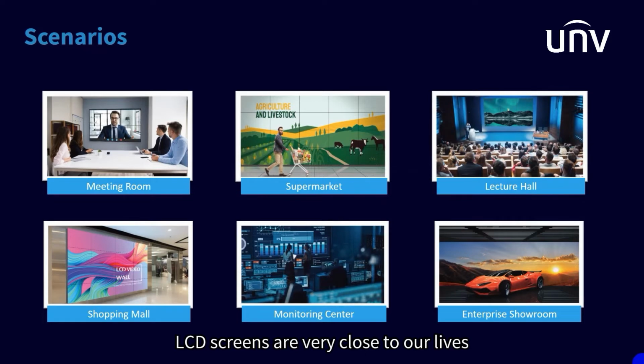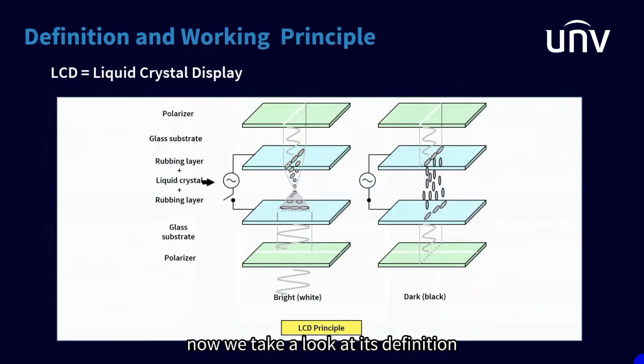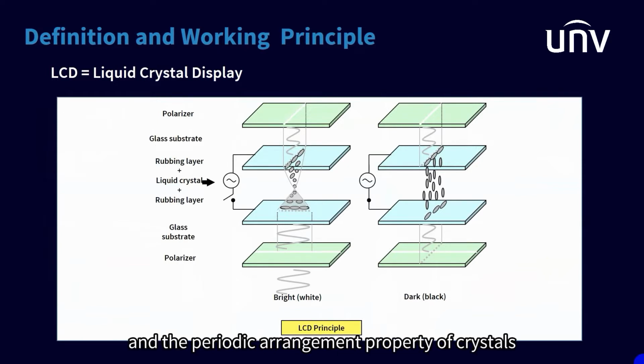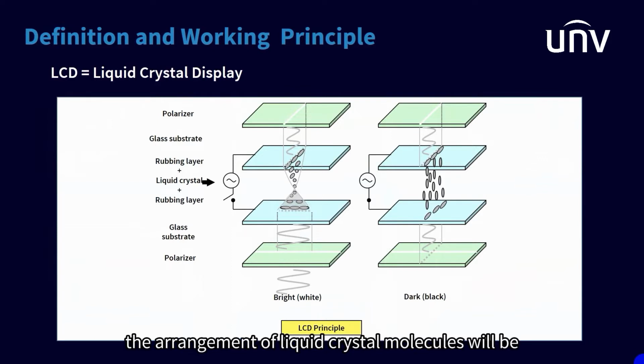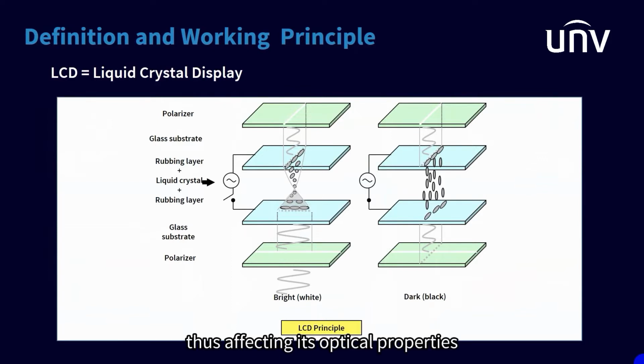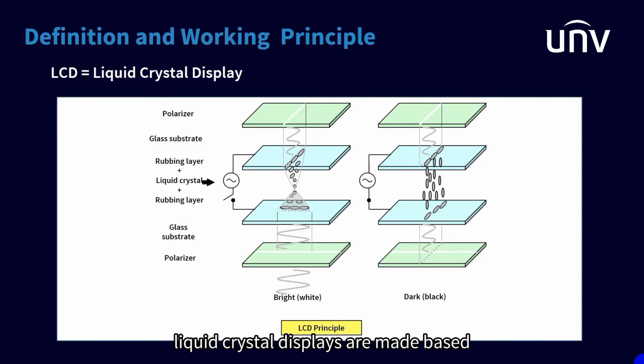LCD screens are very close to our lives and can be seen in many places, including meeting rooms, shopping malls, monitors and so on. Now we take a look at its definition and working principle. LCD means liquid crystal, which is a substance that has both the fluidity of a liquid and the periodic arrangement property of crystals. Under the action of an electric field, the arrangement of liquid crystal molecules will change, thus affecting its optical properties. This phenomenon is called the electro-optical effect. Liquid crystal displays are made based on the electro-optical effect.